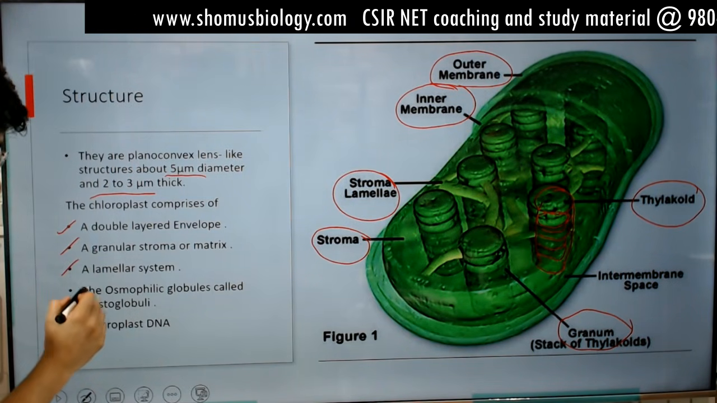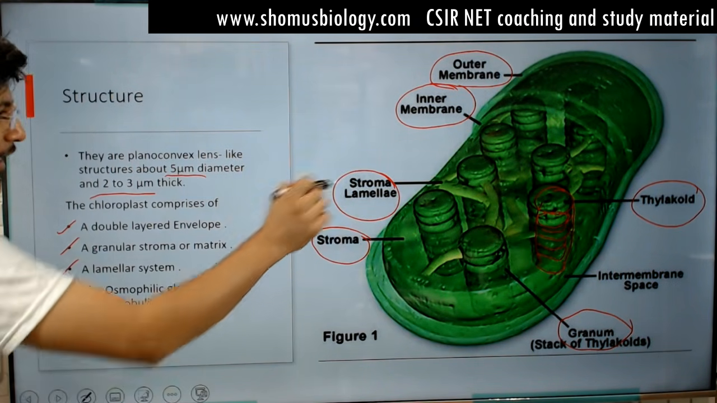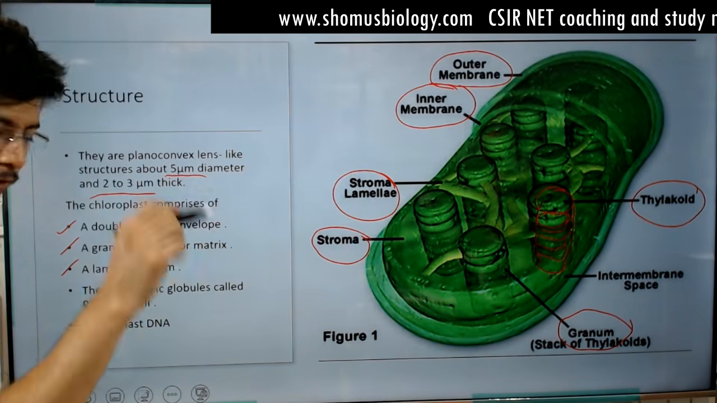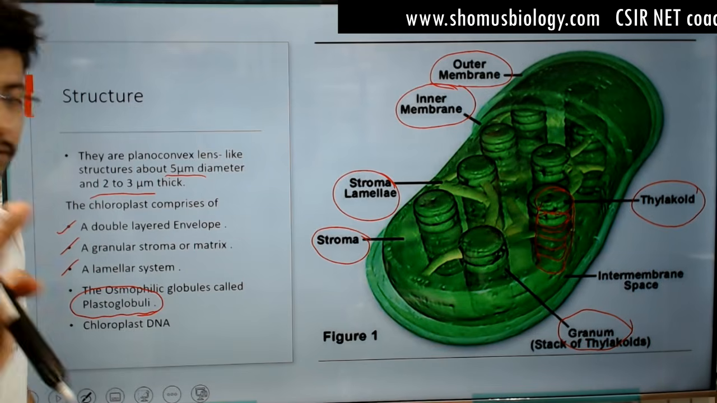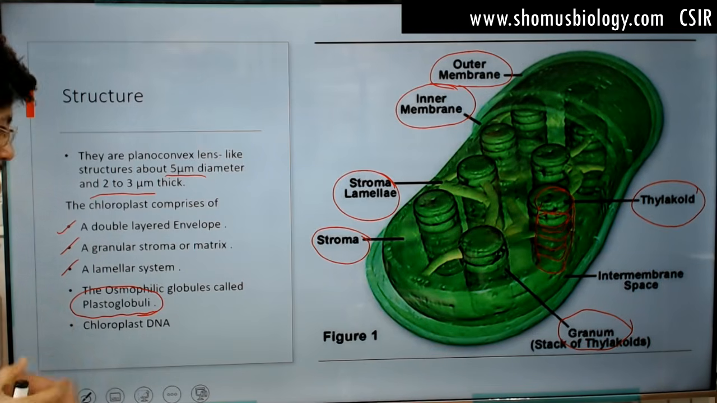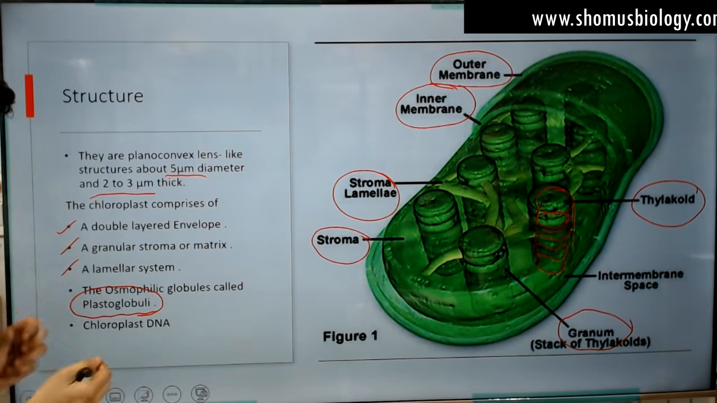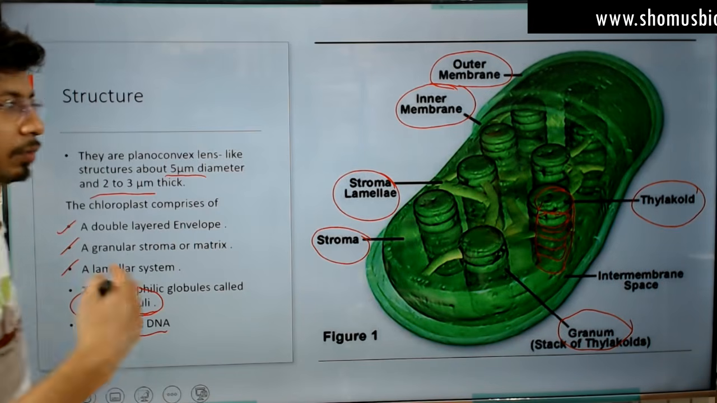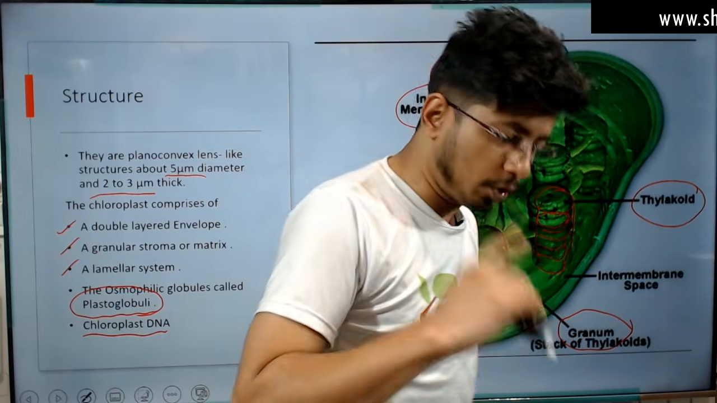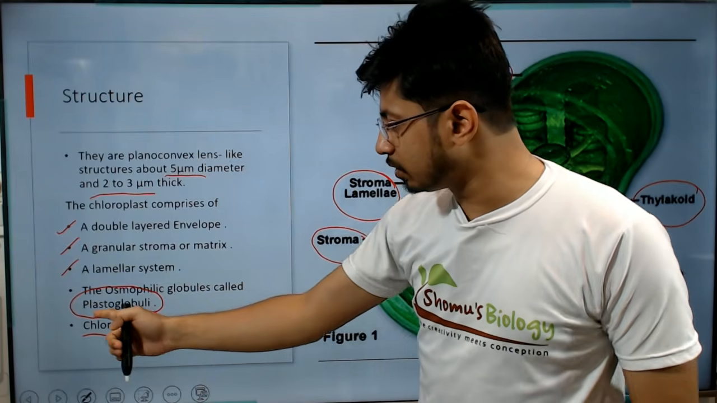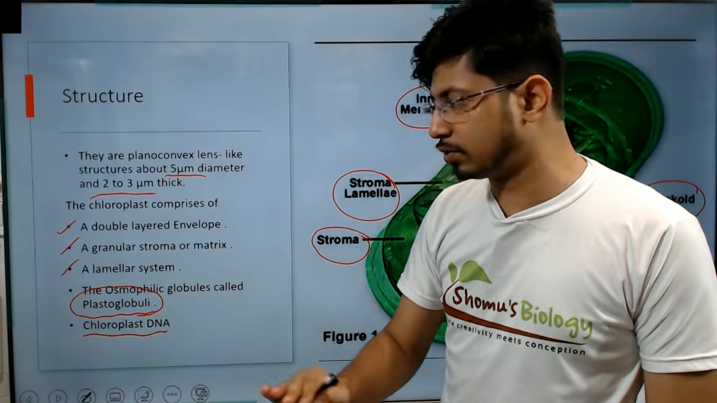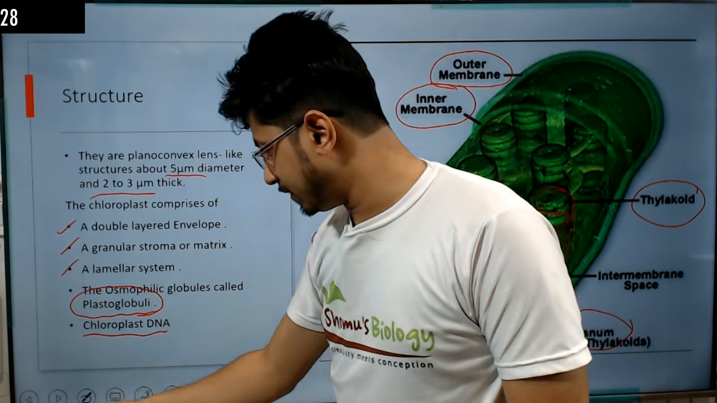There is another thing: the osmophilic globules present inside the chloroplast are known as plastoglobuli. This is something I think new that you have learned now. Plastoglobuli, which are osmophilic globules, also contain their own DNA, chloroplast DNA. Chloroplast DNA is something that you need to understand when you are studying advanced topics, and also the function of plastoglobuli, which will come later.